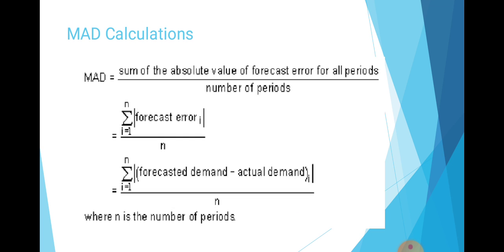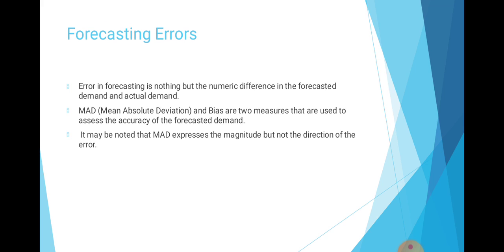And these are the basic two types of calculation to find out the forecast error, as I told you in this lecture. One is the MAD technique and another one is the bias technique. MAD means mean absolute deviation, and bias means the difference between the actual value and the forecasted value.